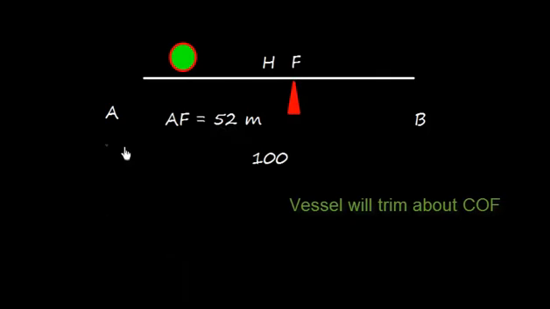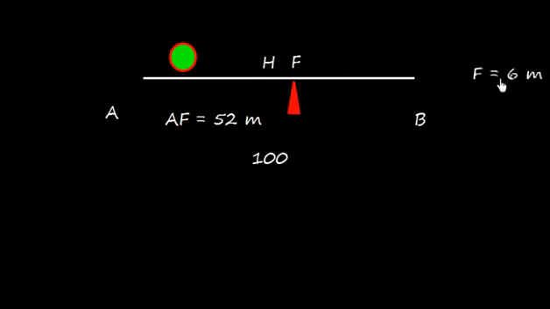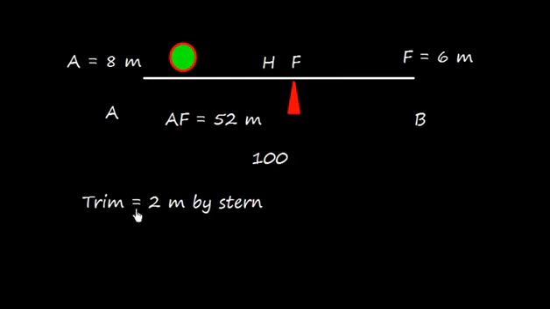Okay, now let's have some draft. Say forward draft is, let me just mark, forward draft is 6 meter and aft draft is 8 meter. So we know the trim is the difference between forward draft and aft draft. So let me find this. The trim is 2 meter by the stern. And let's have this weight here, W.